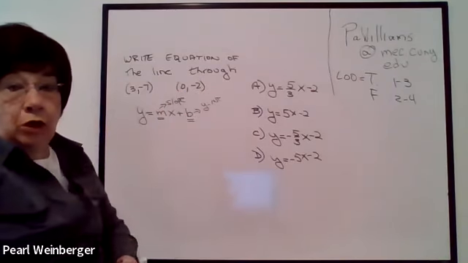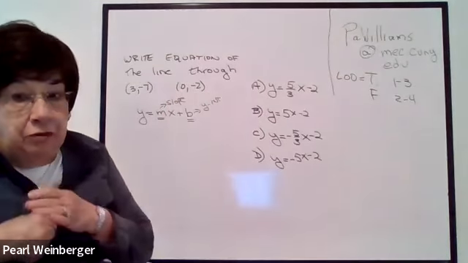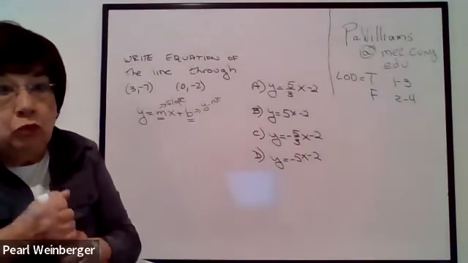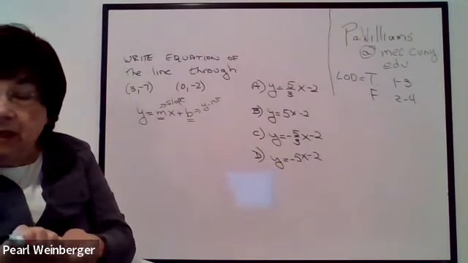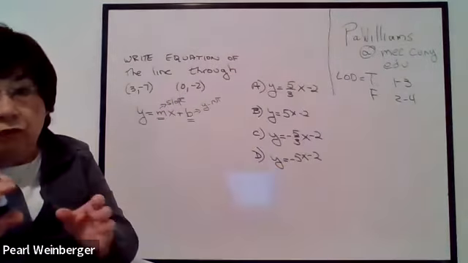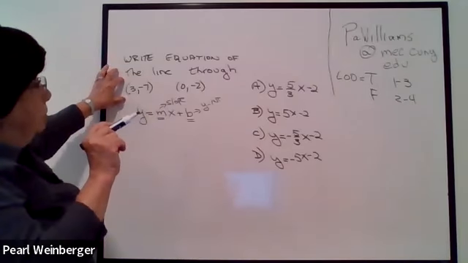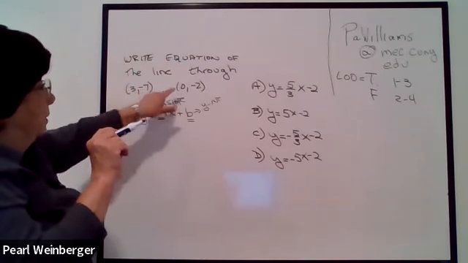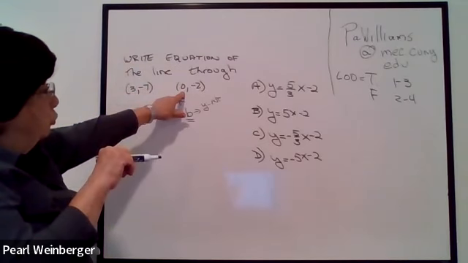And whenever we go to write the equation of the line, the first thing we want to do is remember or work on finding the slope. Sometimes they give us the slope, but the first thing that we're looking for is the slope. Now, in this case, they told us 2 points on the line. One point is the point (3, -7). The other is the point (0, -2).